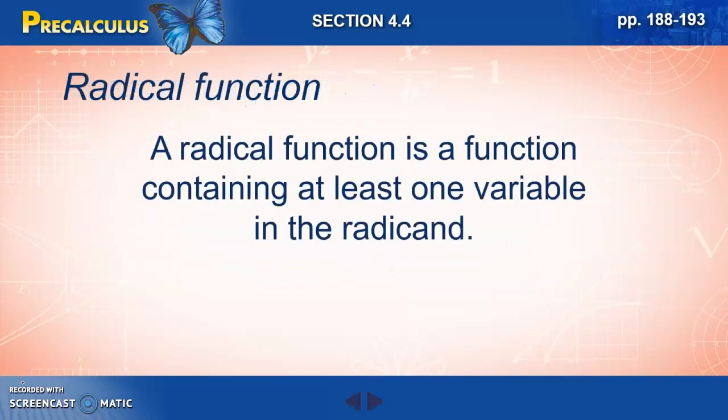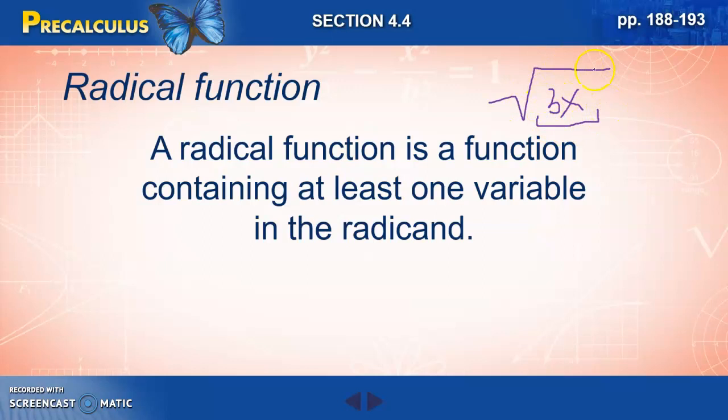A radical function is a function containing at least one variable in the radicand. So just to review some quick terminology in case you have forgotten. This is a radical symbol, and this symbol combined with any numbers or variables or letters underneath it is a radical, and this piece underneath the radical symbol is the radicand. So a radical function has at least one variable in the radicand.